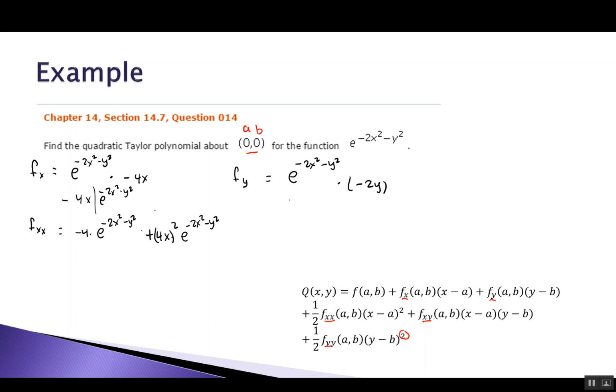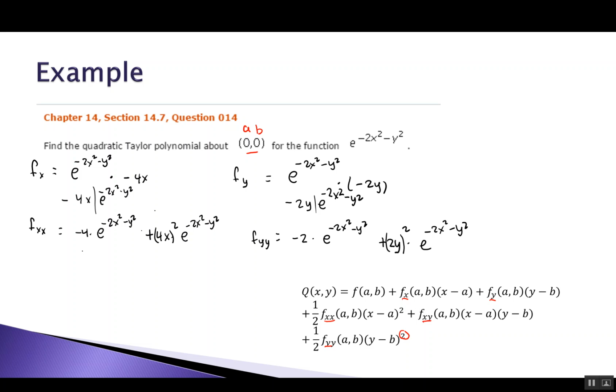For fyy, let me rewrite it again. I like that polynomial in front of the exponential. It's not necessary, it's just easier for me to see. So again, I'm going to take a product rule. So fyy is going to be the derivative of the first times the second left alone, plus the first left alone times the derivative of the second, which is e to the minus 2x squared minus y squared times its derivative, which will be a negative 2y, so that'll just make that 2y squared.